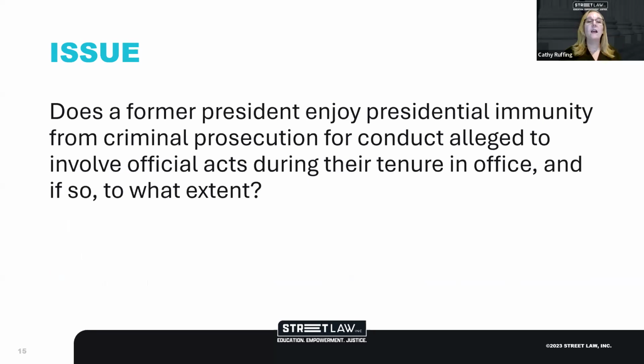That was totally me. So the issue in this case is, does a former president enjoy presidential immunity from criminal prosecution for conduct alleged to involve official acts during their tenure in office, and if so, to what extent? So a few important things there. Kim talked a lot about the precedents that dealt with civil liability, but this is criminal prosecution, so that's going to be important.